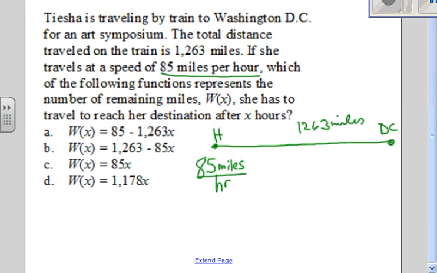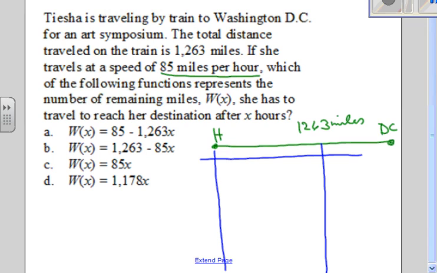Which of the following functions represents the number of remaining miles, W(x), she has to travel to reach her destination after x hours? Now, this is a place where when the algebra gets complicated, sometimes it's easier to make a chart and figure out what the answer would be. Let me show you what I mean by that.